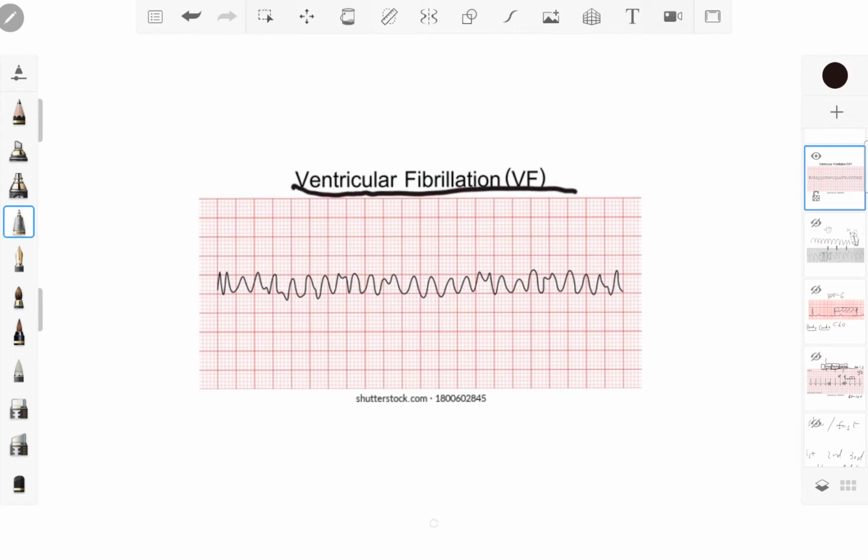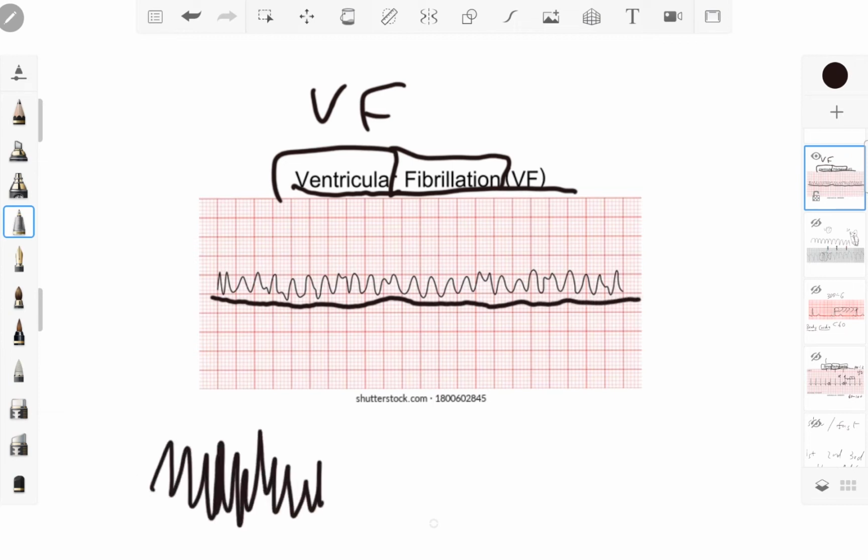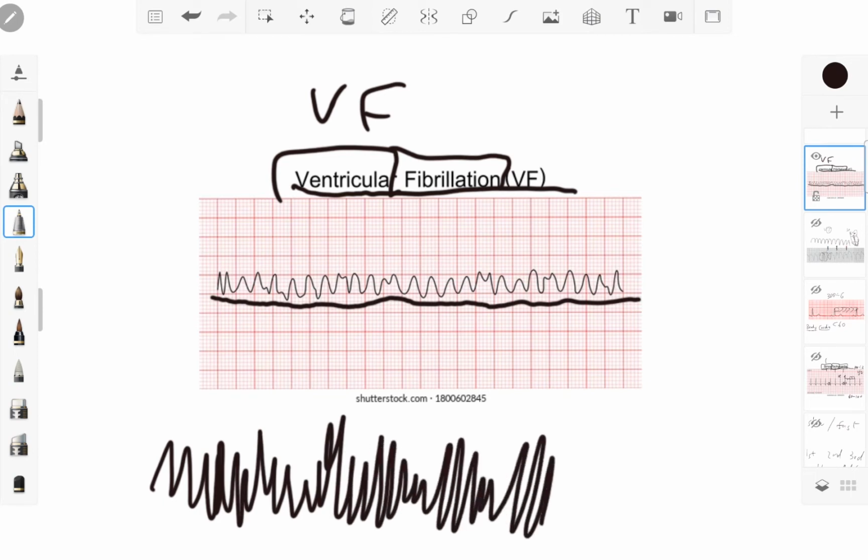Great. So ventricular fibrillation. Ventricular means the ventricles of the heart, so the big part of the heart is fibrillating. So it's all contracting at the same time. What we see here is just random up and down, random up and down. Some are bigger, some are smaller, some are shaped weirdly, it's all abnormal. That is ventricular fibrillation. There's no pattern, no specificness to it. It's just random.